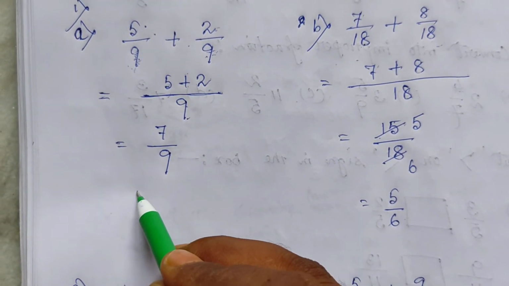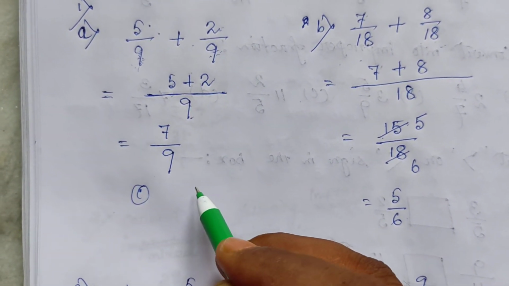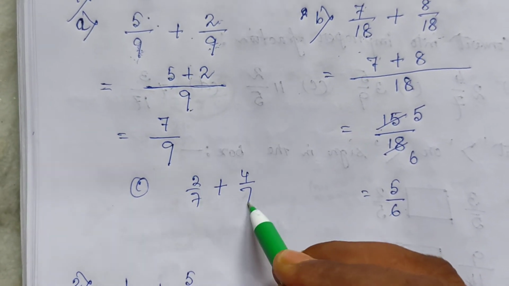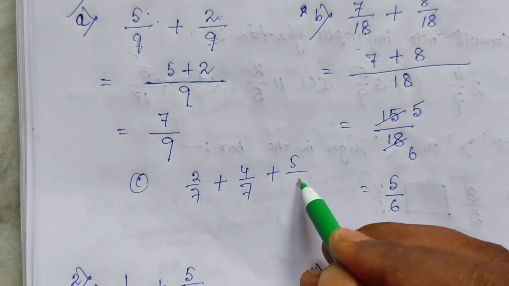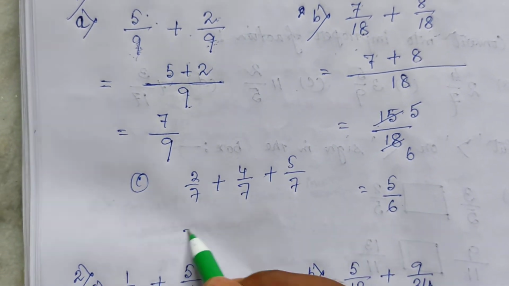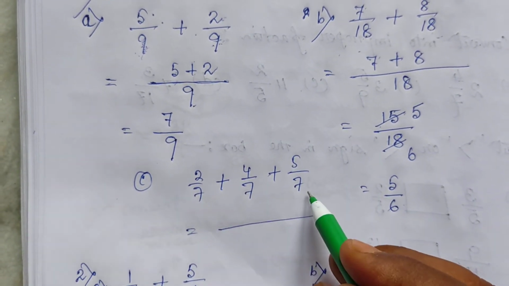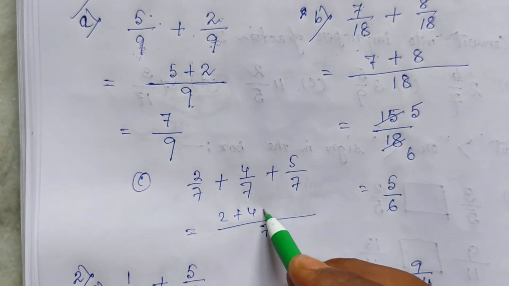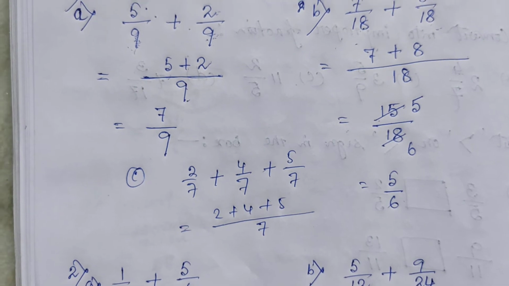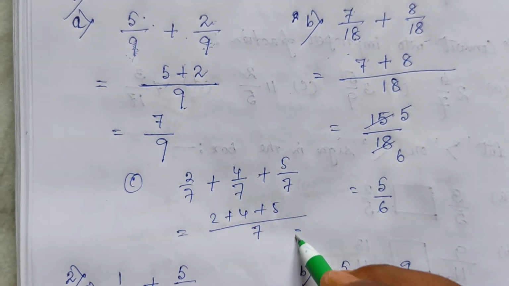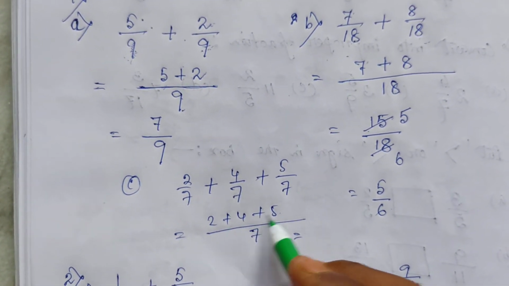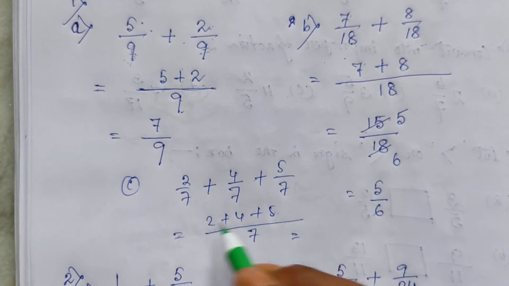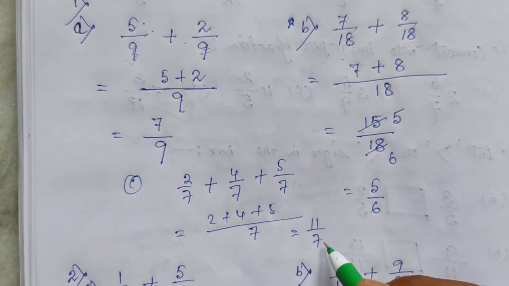If there are three fractions, suppose I take 2 by 7 plus 4 by 7 plus 5 by 7. Now you can see the denominator is 7, so the denominator will be 7. In the numerator, 2 plus 4 plus 5. Now 2 plus 4 plus 5, that is 5 plus 4 is 9, plus 2 is 11 by 7.